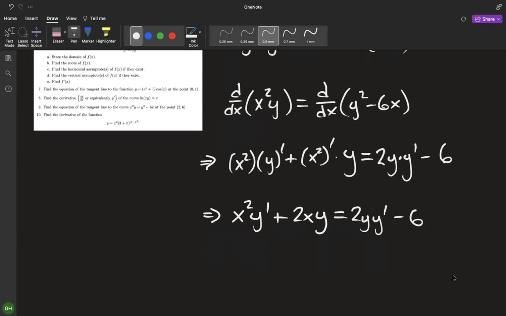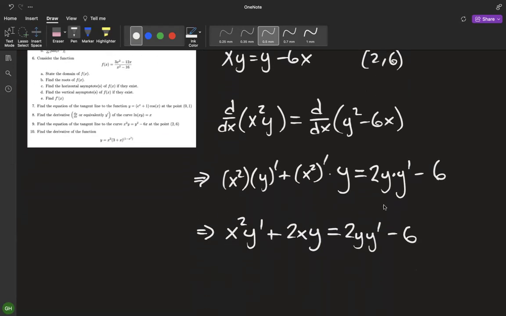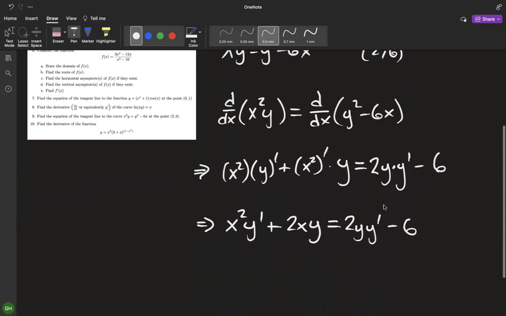And if we're solving for the derivative, what we have to do now is move everything with y prime to one side, move everything without it to the other, factor, and then divide to solve for y prime. But since this is a slope question, I don't care about what the derivative is explicitly. So I could actually plug in my point here.